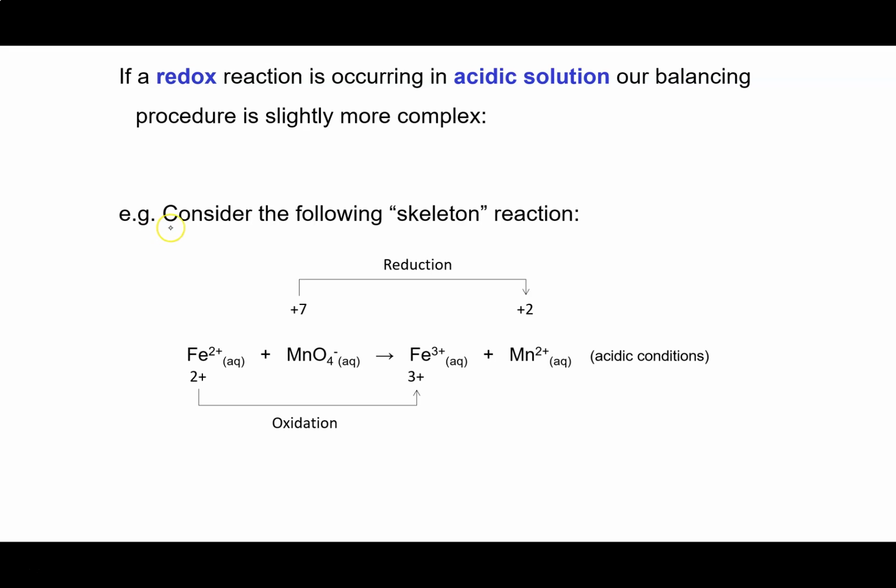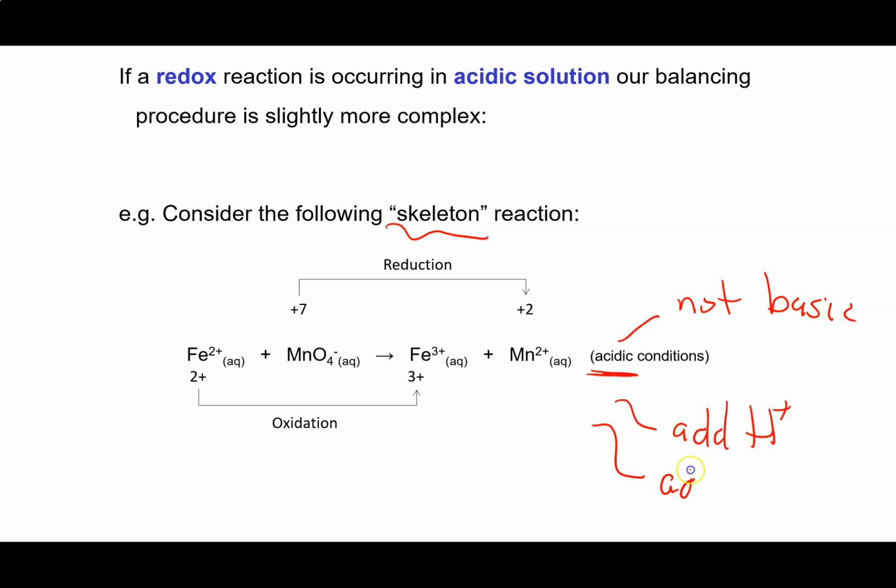So here's what you'll typically be given, what's called a skeleton reaction or an unbalanced reaction. And it specifies in this case that it's under acidic conditions, which is really just another way of saying not basic, but it's also a way of saying that you can add hydrogen ions if you need to, or you could add water if you need to, that you have as many of those things as you like available to add.